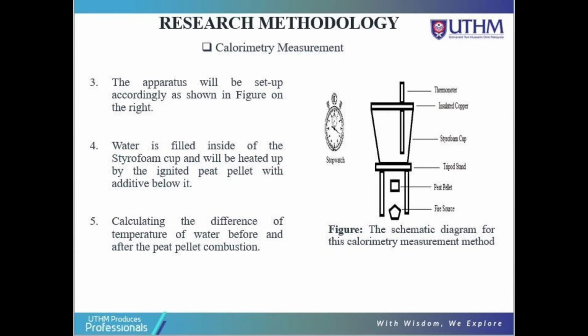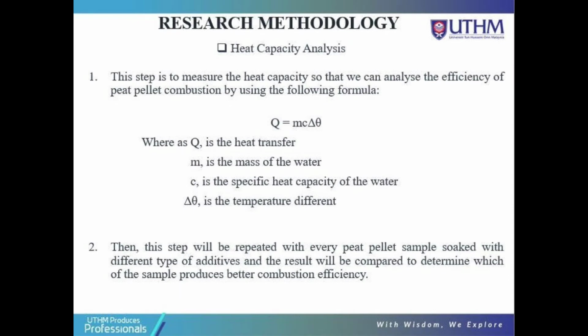After receiving all the relevant data in this project, the next step will be to calculate the difference of temperature of water before and after the peat pellet combustion. Next step will be to measure the heat capacity in order to analyze the efficiency of peat pellet combustion by using the formula shown in the display. Then this step will be repeated with every peat pellet sample soaked with different type of additive, and the results will be compared to determine which of the samples produces better combustion efficiency.